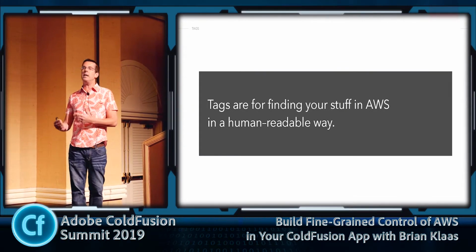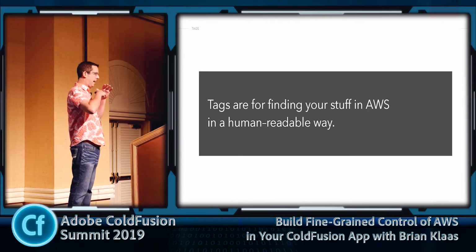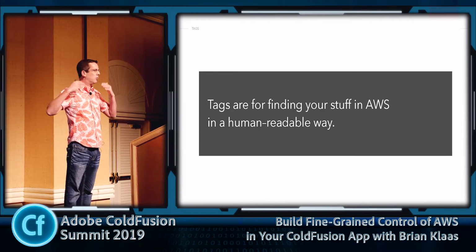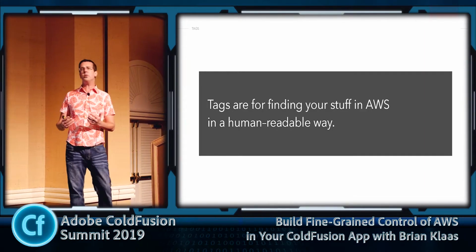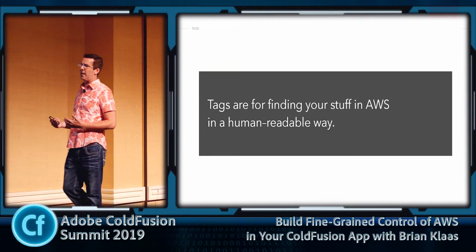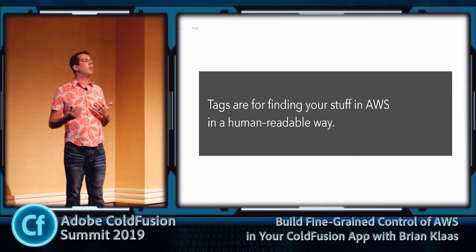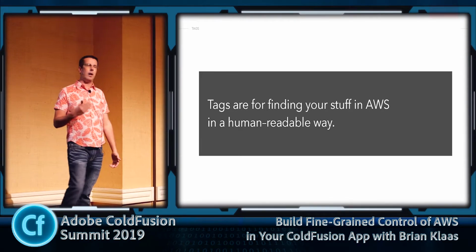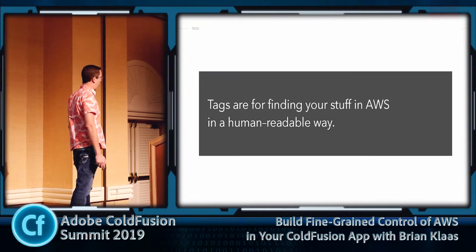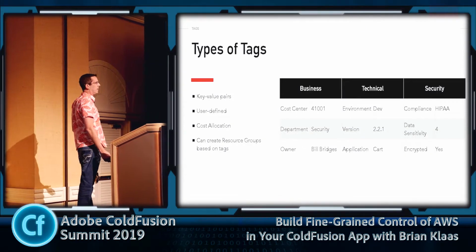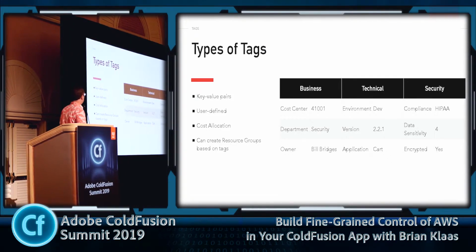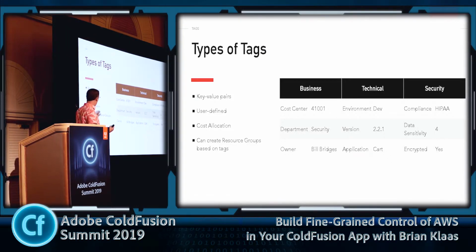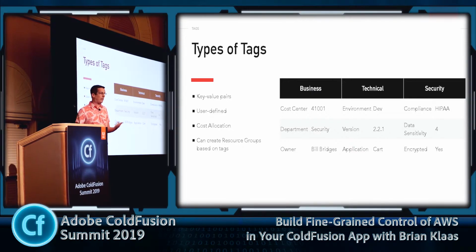Because if you're like me or many other companies, your AWS footprint grows, it sprawls. You get lots of users, you get lots of S3 buckets, you get lots of EC2 instances, all these other things that are out there. And it's hard to find them, it's hard to know what they are. And tags help you find your stuff in a human readable way. And they're really just key value pairs. That's all they are. They're key value pairs you can attach to almost anything, like users, or policies, or EC2 instances, or Lambda functions, or S3 buckets, or whatever it is.